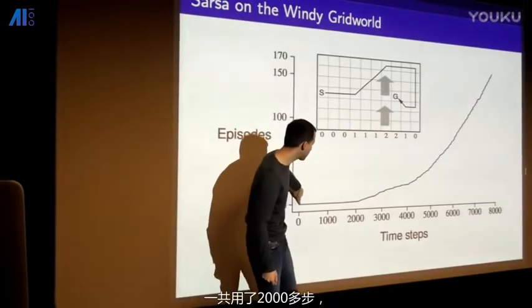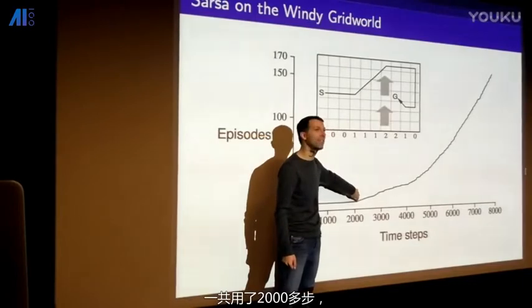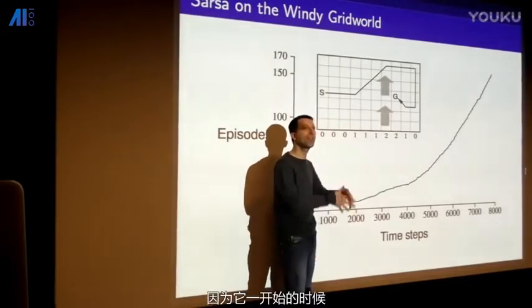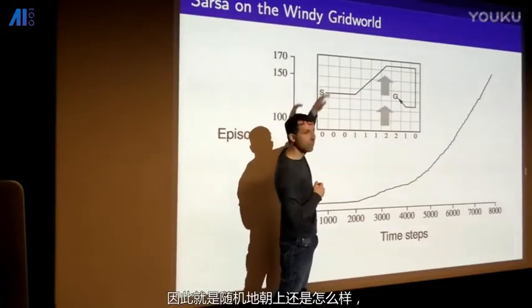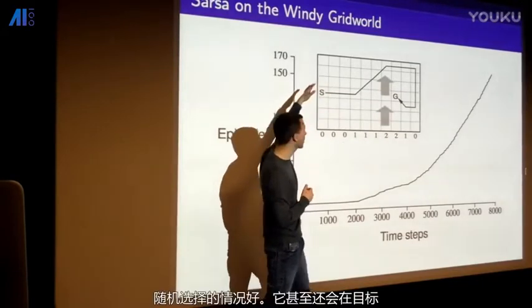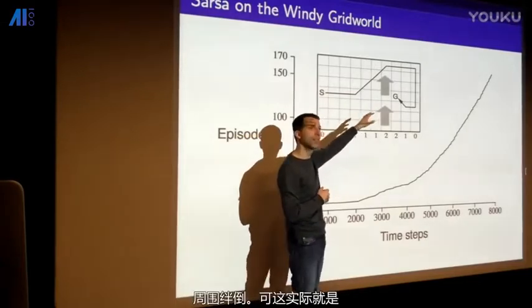You can see here that the first episode took 2,000 time steps to complete. It started off with no knowledge about how to do this, so it's basically just doing a random walk, and that random walk is biased upwards, so it's not even as good as a random walk, so it takes a long time to stumble on the goal.